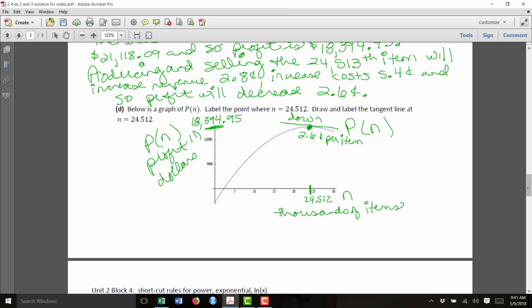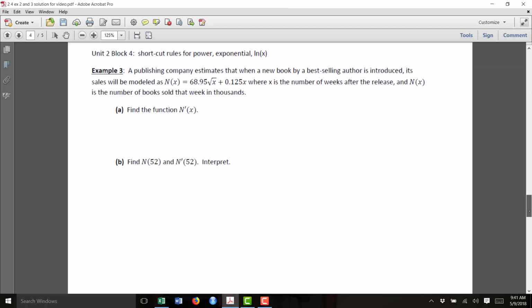Let's take a look at the next example, example 3. So it says a publishing company estimates that when a new book by a best-selling author is introduced, its sales will be modeled by this function n of x. x is the number of weeks after release. n of x is the number of books sold that week in thousands. So it first asks to find n prime.